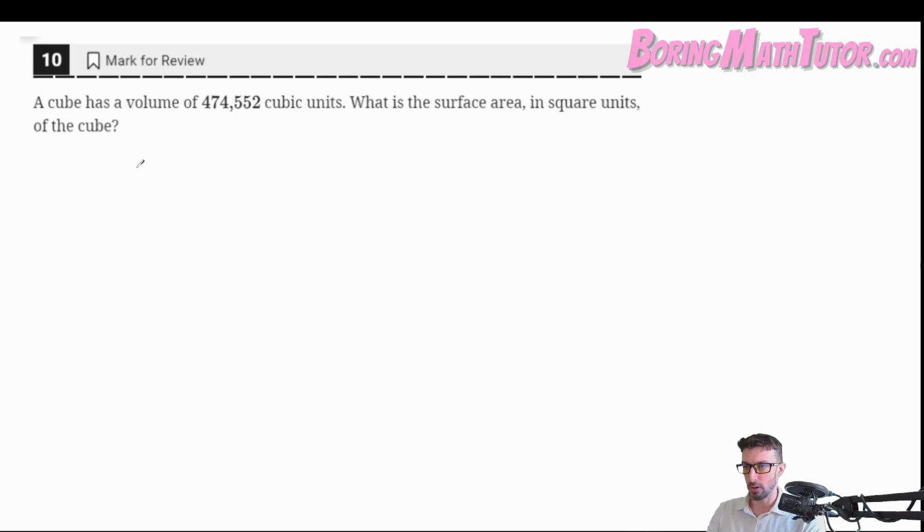Now what you should know is that a cube has a volume of whatever its side length is, cubed. That's actually why we call it cubed, by the way. And now we know that that is what the volume is, so that means that's equal to s cubed. Then it says, what is the surface area of the cube? Well, the formula for the surface area of a cube is going to be 6s squared.